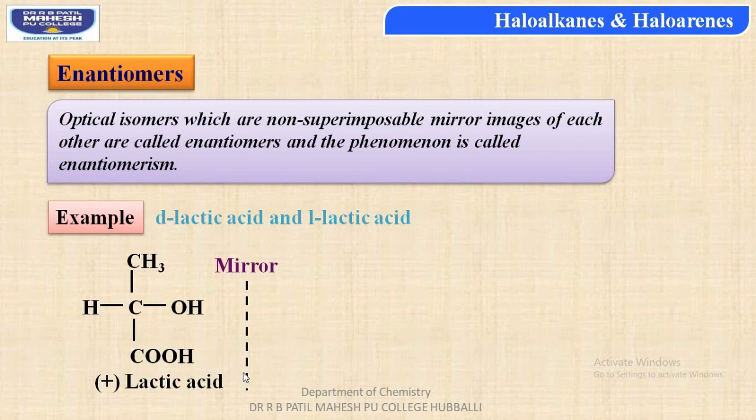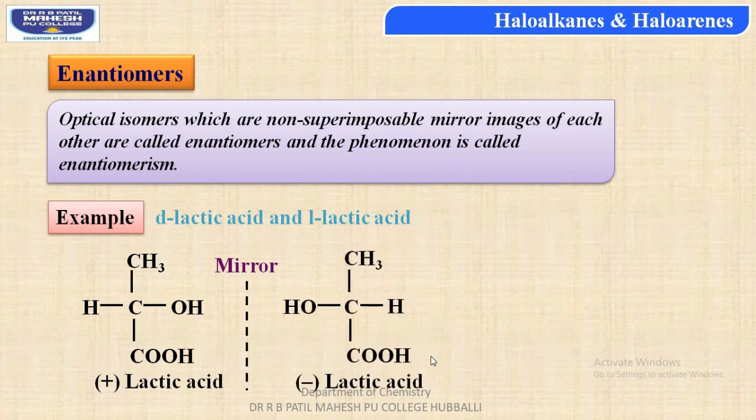If you place a mirror in front of plus lactic acid, then you get minus lactic acid. Mirror image. Now students, both these are non-superimposable isomers, and thus they form enantiomers, and the phenomenon of this is called enantiomerism. Thus students, positive lactic acid and negative lactic acid form the enantiomers, and the reason behind it is they form non-superimposable mirror images.